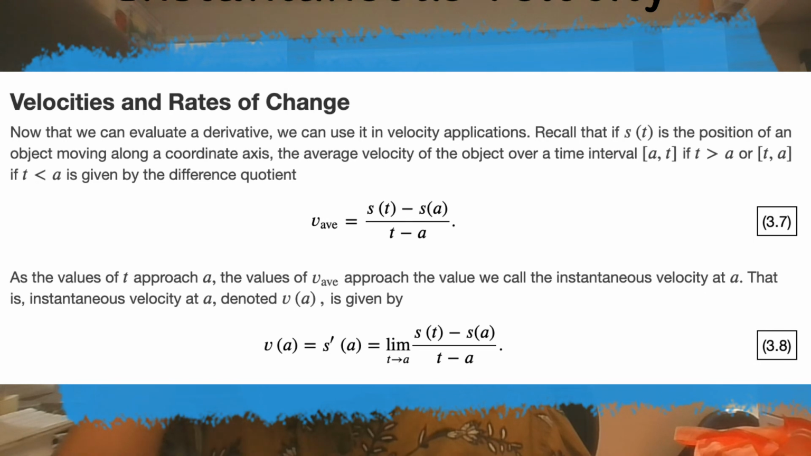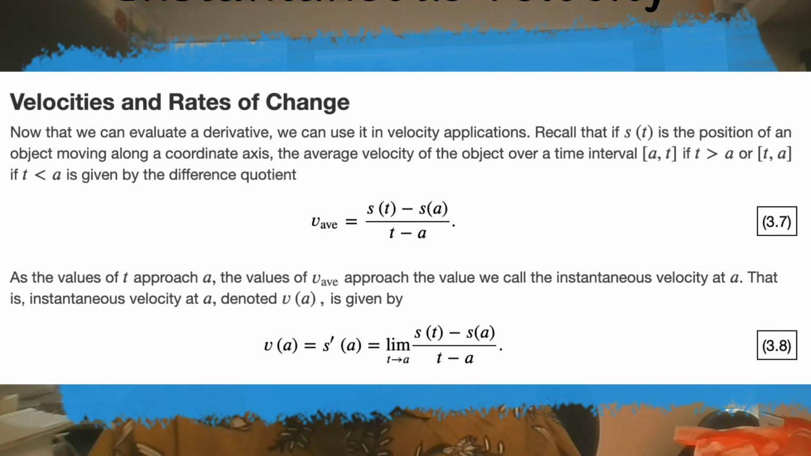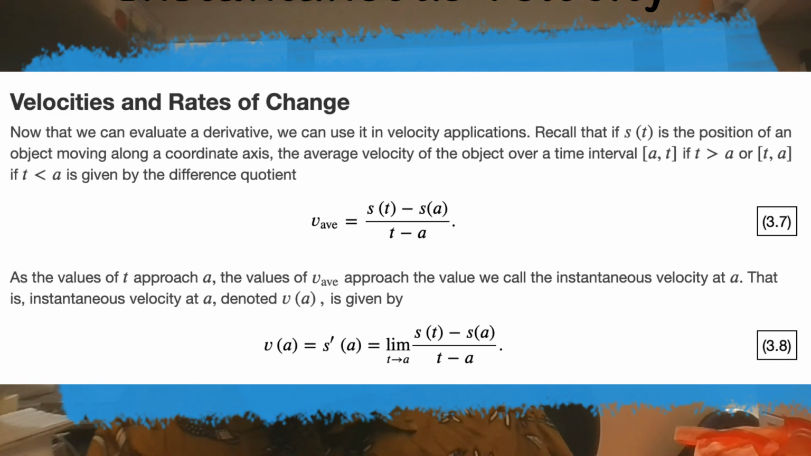To find the instantaneous velocity, that would be the derivative. So instantaneous velocity is usually denoted by little v. So v of a is equal to the derivative of your position function, if your position function is s, and that's going to be the same difference quotient with a limit as t approaches a.